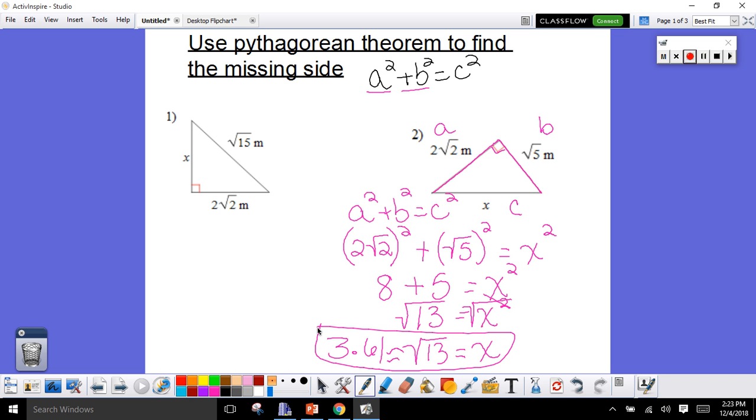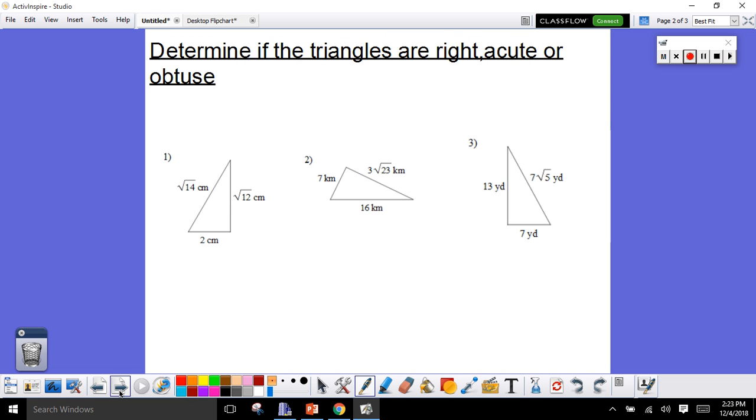Okay, I hope you do not have any questions on this section. If you still do, please go ahead and ask me when you come to class. Now we're going to go over the next section that you missed, which is going to be to determine whether triangles are right, acute, or obtuse, which is considered the converse of the Pythagorean theorem.